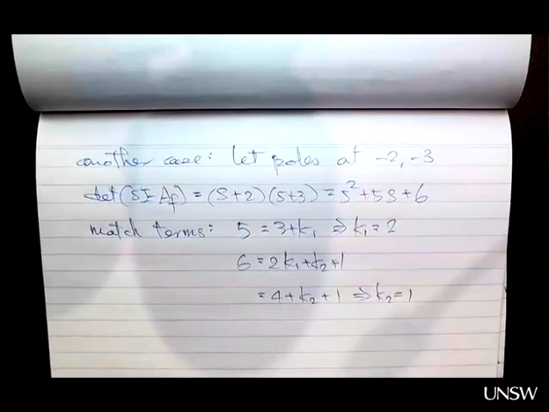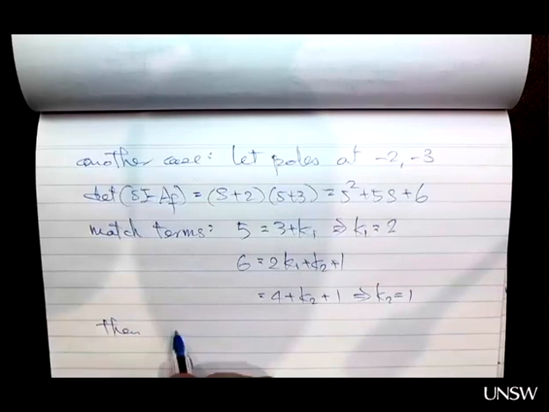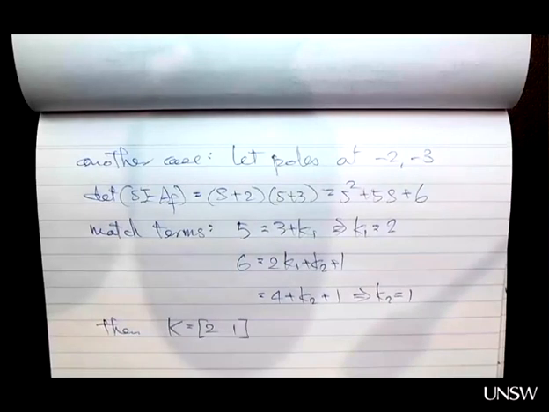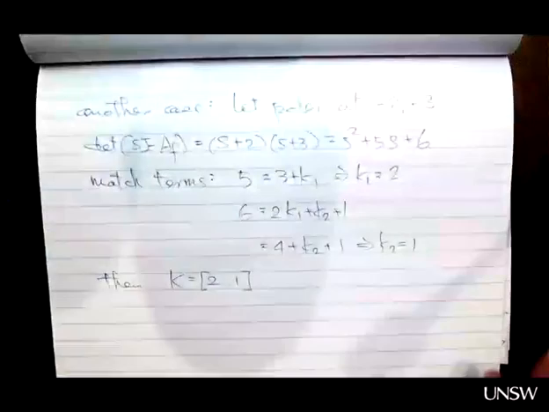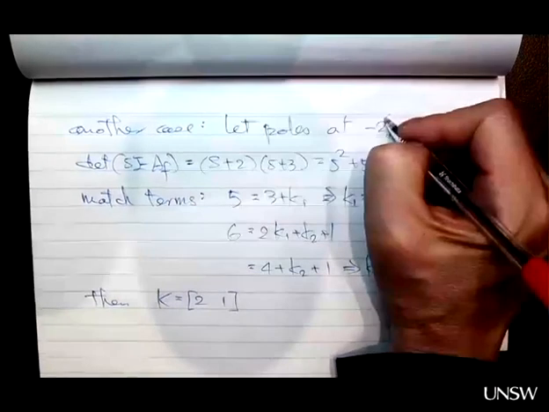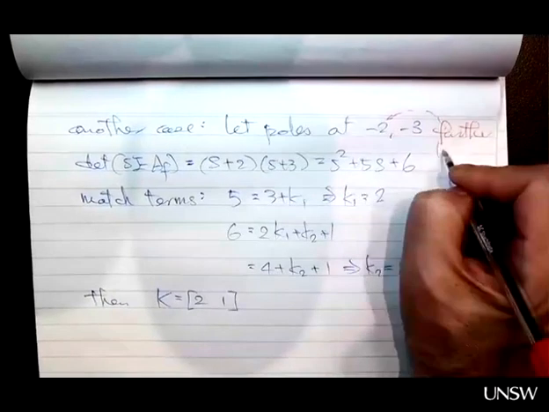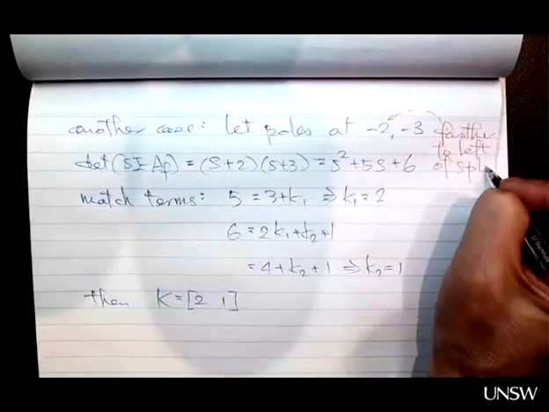Then K equals 2, 1. So how does it compare to the previous case? We know that because this pole is further to the left of the S-plane, it should be faster.